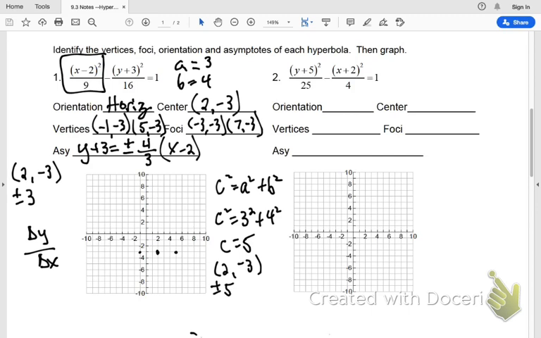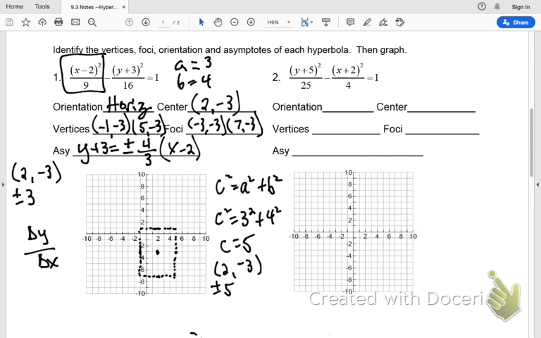So the b is underneath the y, so I'm going to go up 1, 2, 3, 4, make a little dash there, and I'm going to go below the center 1, 2, 3, 4. I've already done the a value when I drew those vertices. And I'm going to draw a little imaginary box around that center using those a and b values.